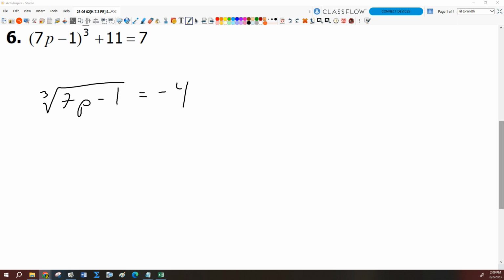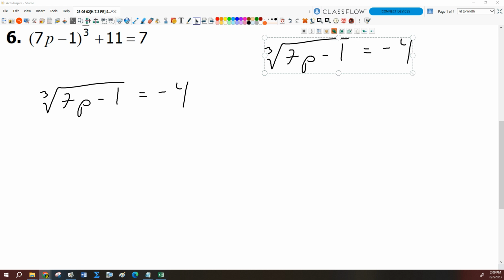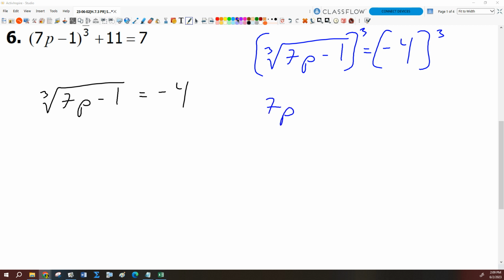Okay, so then what are we going to do here? We've isolated the radical. Now what do I do? Yeah, now I've got to cube both sides, don't I? Because I've got to undo the radical. This time to undo a cube root, we cube both sides. So that cancels the cube root. We just get 7p minus 1 equals negative 4 cubed. What's that? Positive or negative 64? Negative 64.